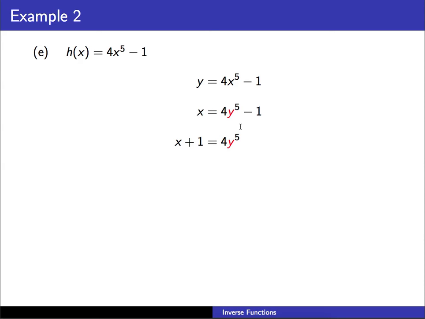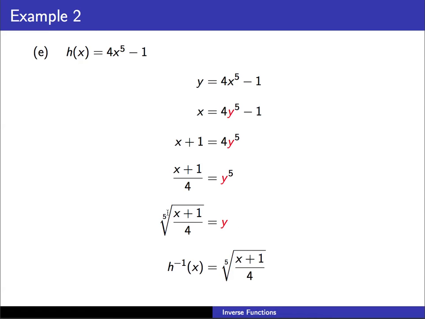Multiplication next, we're doing reverse order of operations. So first addition and subtraction, going backwards, and then multiplication and division before we deal with the exponent. So to get the red y to the 5th by itself, we've got to divide both sides by 4, and we get x plus 1 all over 4. And then to get the y by itself, if it's being raised to the 5th power, take the fifth root of both sides. So we get y equals the fifth root of x plus 1 all over 4, which means the inverse of x is the fifth root of x plus 1 all over 4.